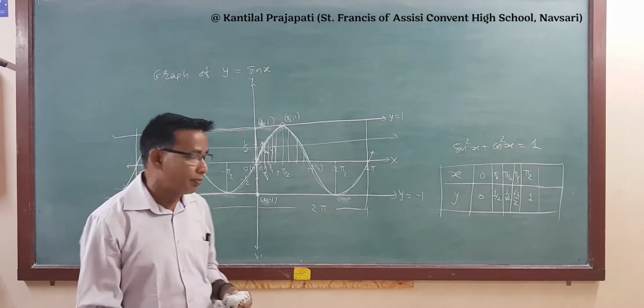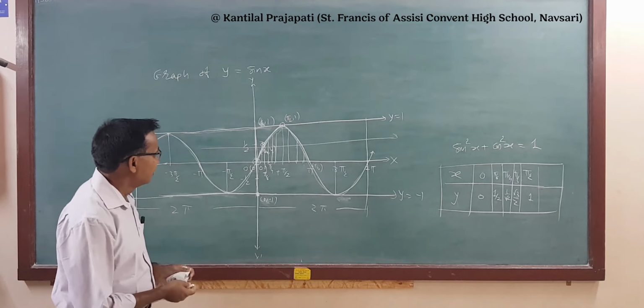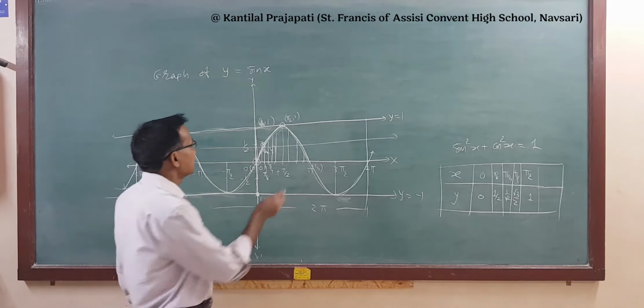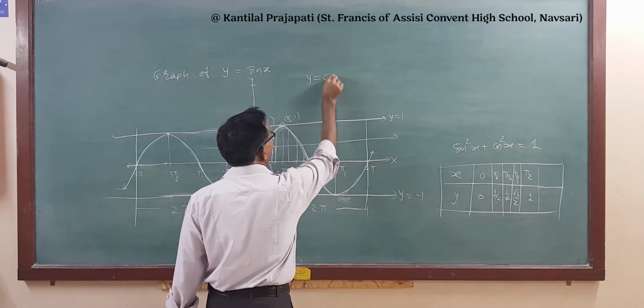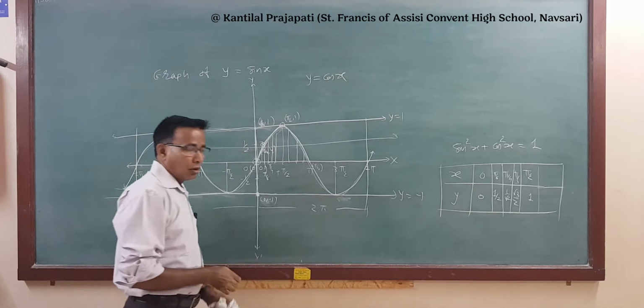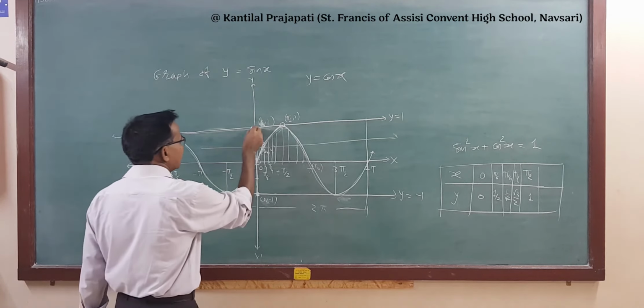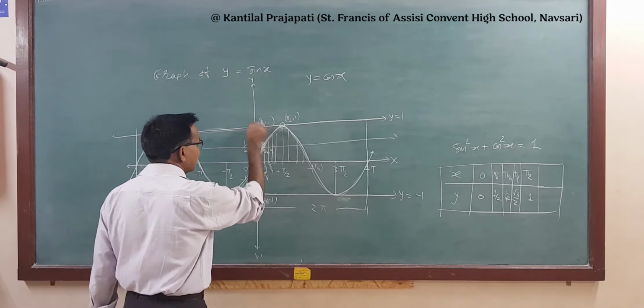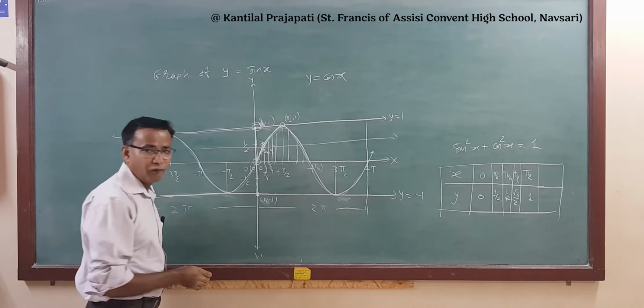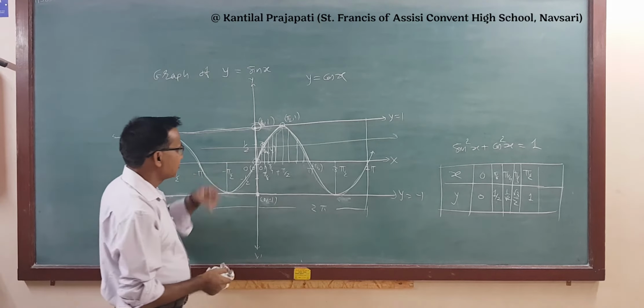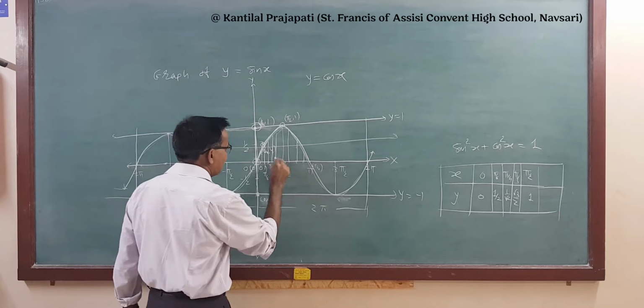Similarly, we can draw the graph of y is equal to cos x. So what is y is equal to cos x? When x is equal to 0, it is 1. This means the graph of y is equal to cos x is not passing through the origin, it is passing through 0, 1, right? But cos pi by 2 is 0, so we get a point here.